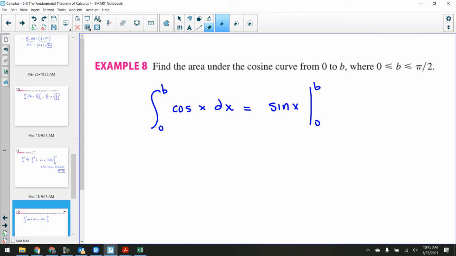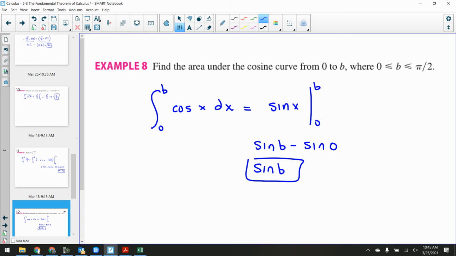Because if I take the derivative of this, it should get us back to this. So what is the derivative of sine? It's just cosine, right? So you can always check yourself if you'd like to. All right, so again, why is it nice when we take 0 to b? Well, this is sine of b minus sine of 0. What is sine of 0? 0. So it ends up just being sine of b.